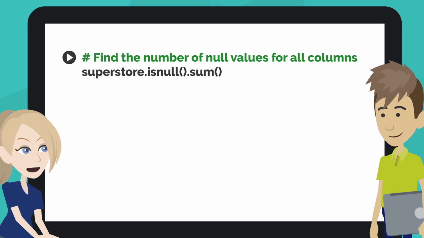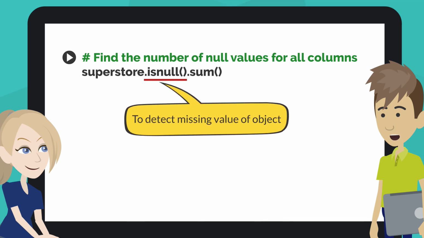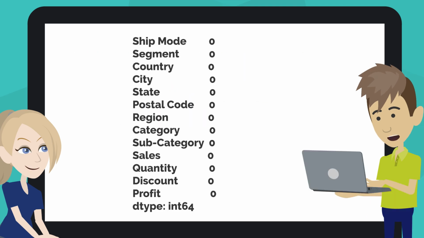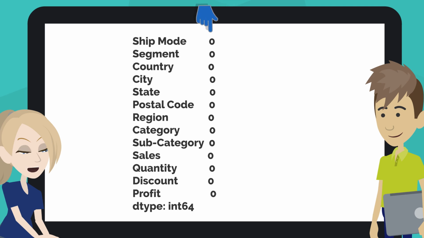What does this code mean? This code finds the number of null values for all columns. Pandas DataFrame.isnull function detects the missing value of an object. The Python sum function returns a number, the sum of all items in an iterable. Got it. Click on the play button or hit Shift plus Enter. The result shows that the dataset does not have any null value.